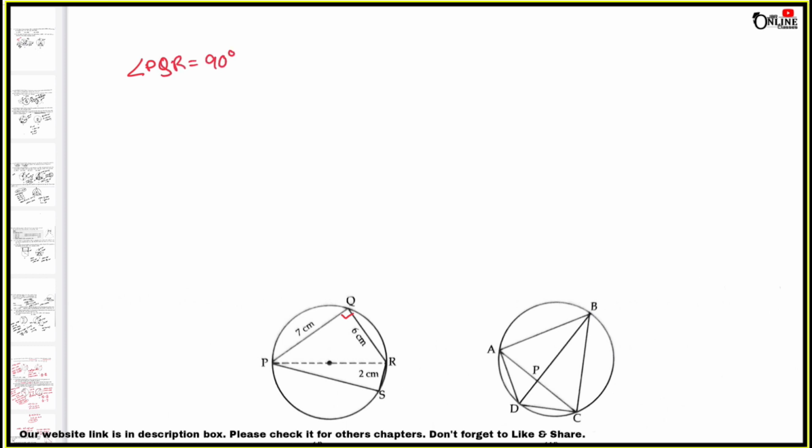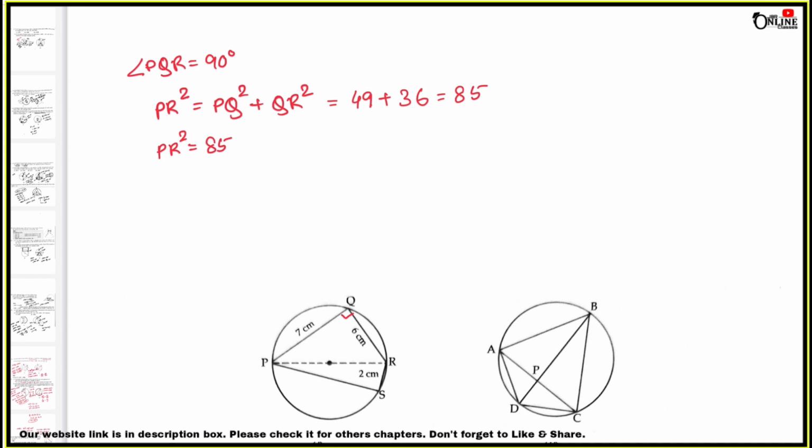Angles on the semicircle. So PR is the hypotenuse, PR square equals PQ square plus QR square by Pythagoras theorem. PQ square means 7 square, that means 49. QR square means 6 square, that means 36. So 49 plus 36 equals 85. That means PR square equals 85.